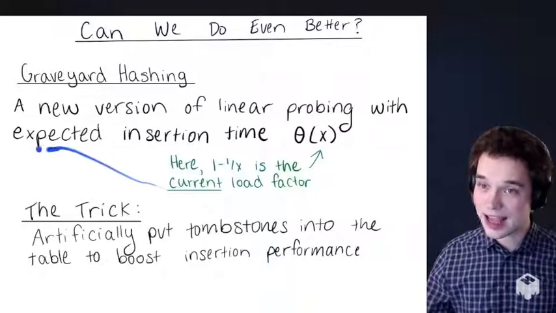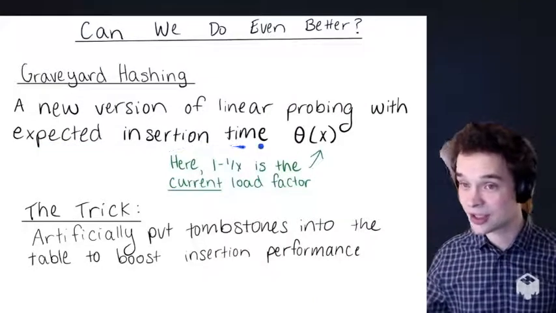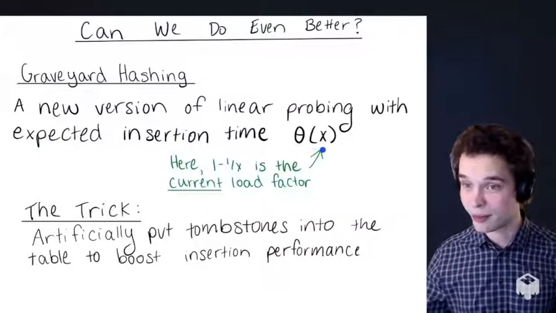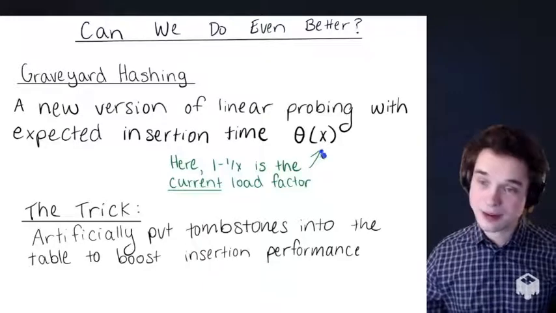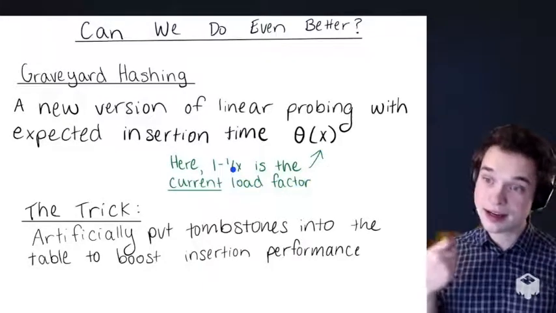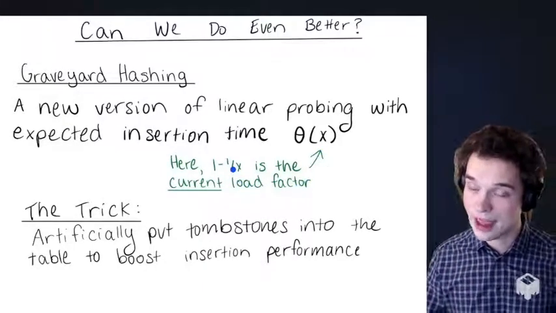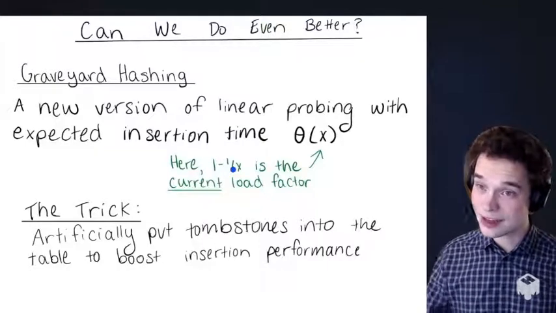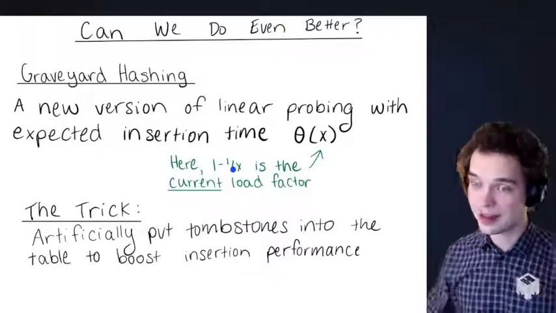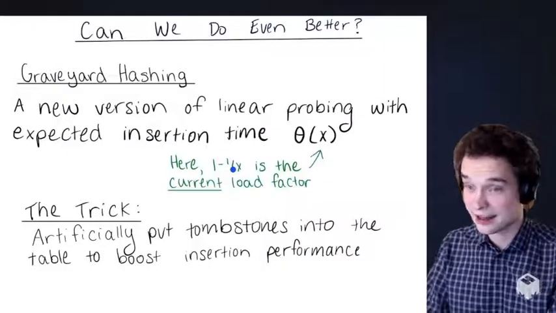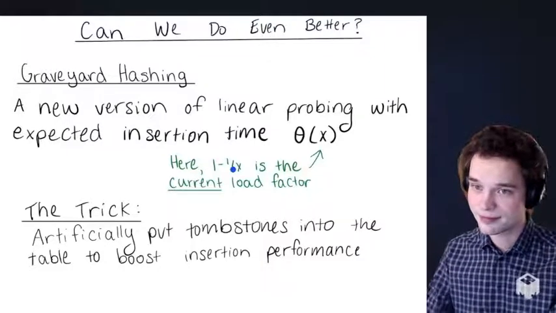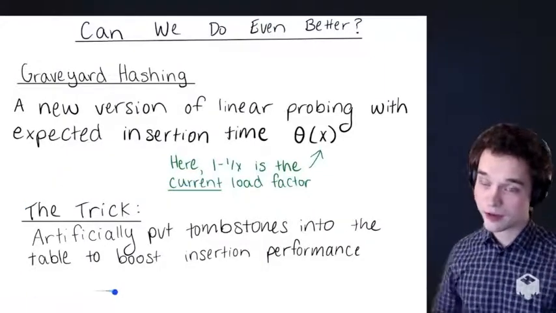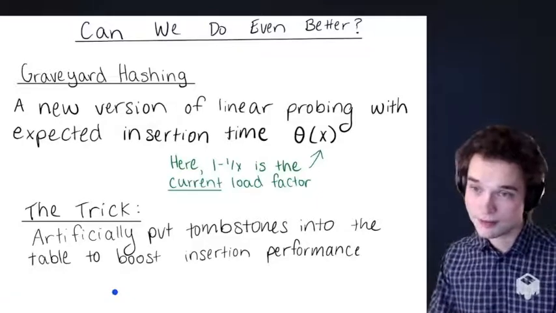And graveyard hashing actually achieves ideal expected insertion time of order x for every operation. And not only that, but x is based on the current load factor at any given moment. So this really is completely eliminating the effects of primary clustering, at least asymptotically. And the trick, it turns out, is to make use of our observation that tombstones are so helpful.